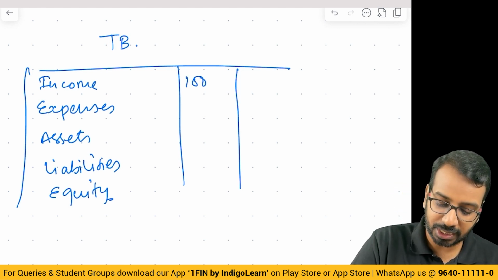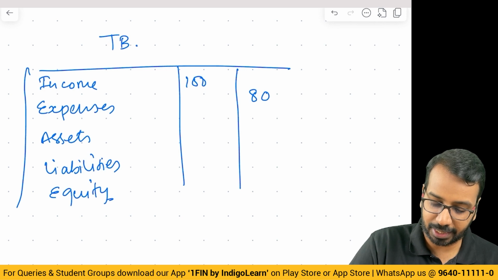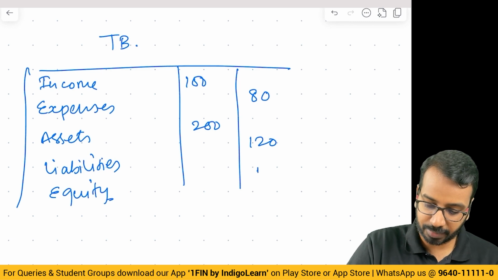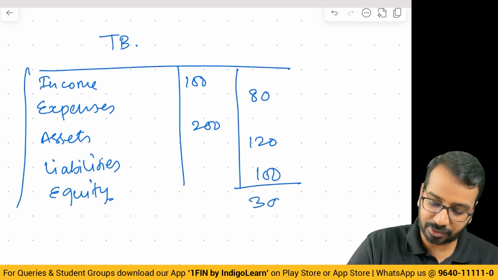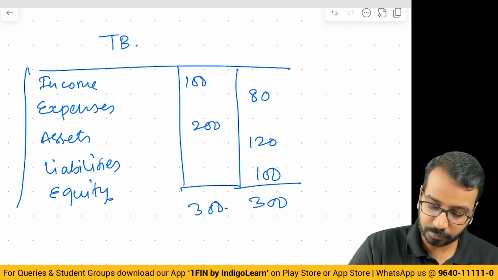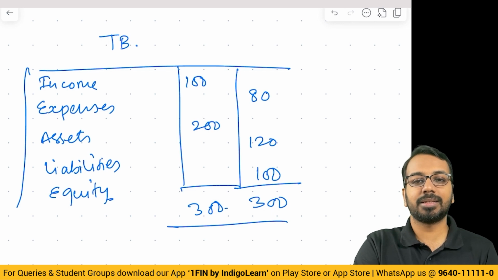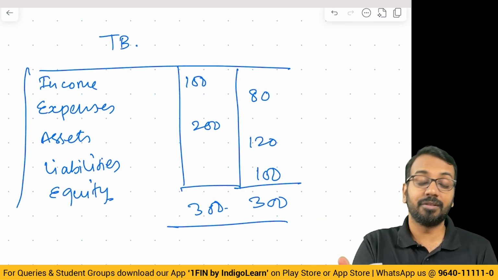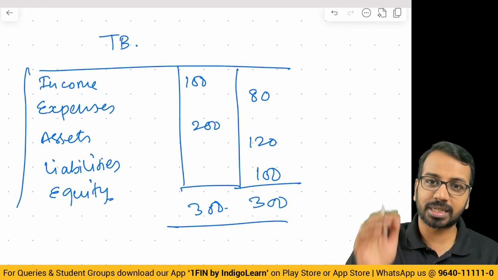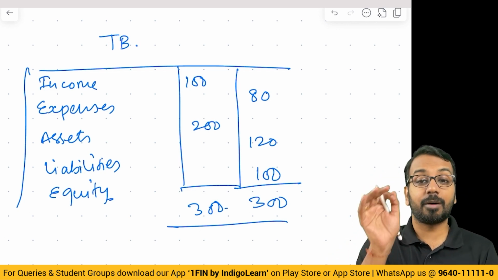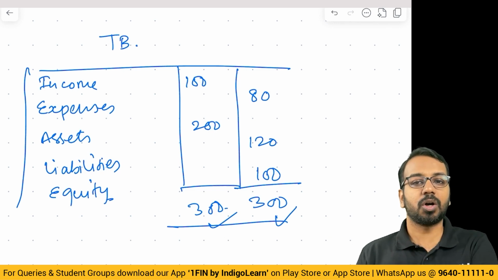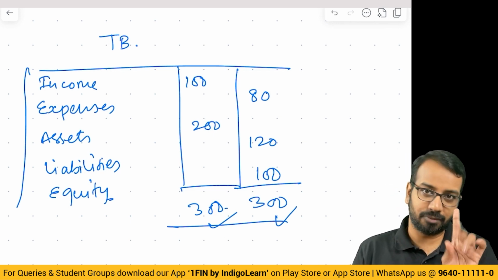Now, when they give you a trial balance, let us say 100, 80, let us say 200 here, 120 here, and 100 here. This is a tallied trial balance. From a tallied trial balance, your P&L and your balance sheet will always tally. Even if you make a mistake in classification and adjustment, your balance sheet will always tally because the trial balance has tallied. That is the first thing.